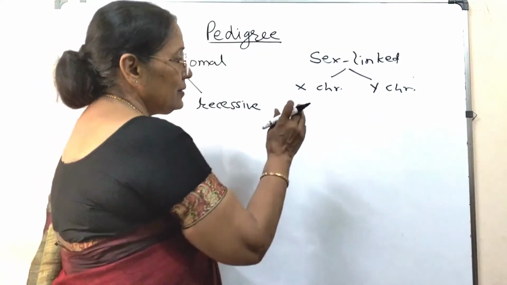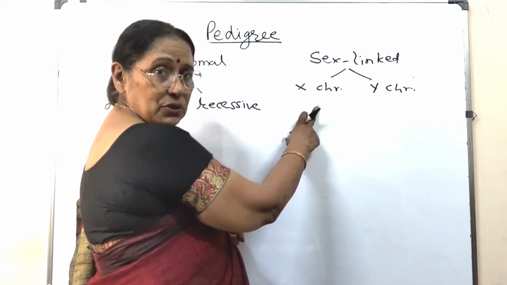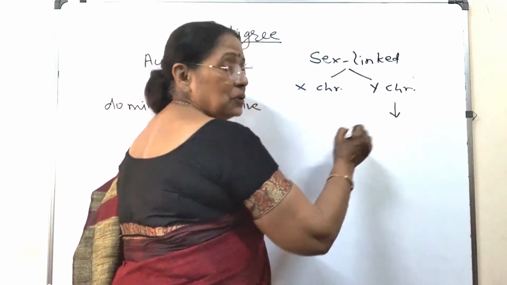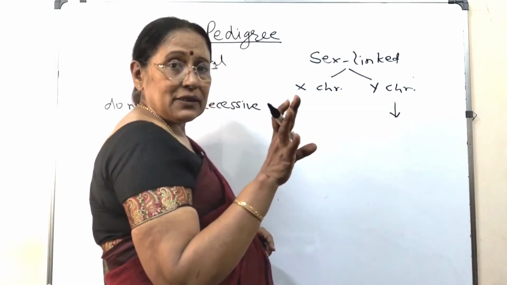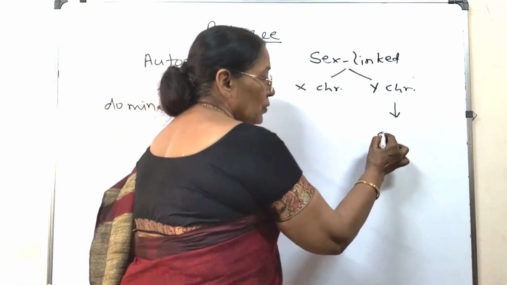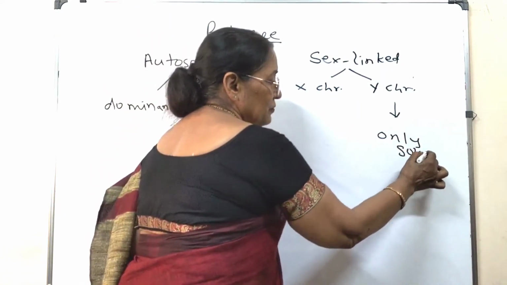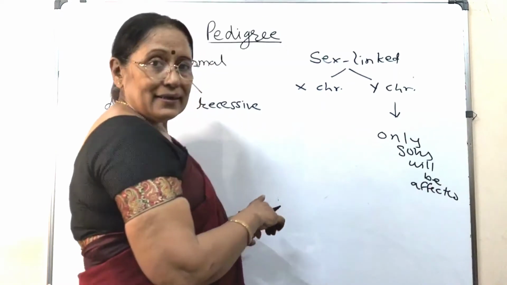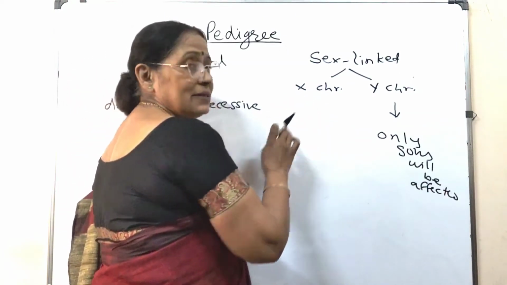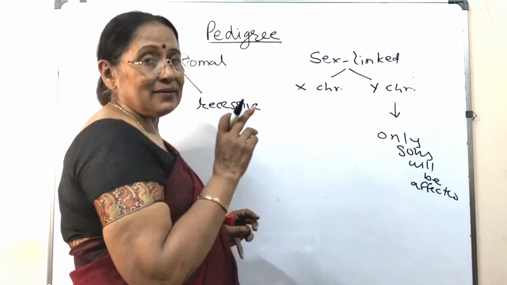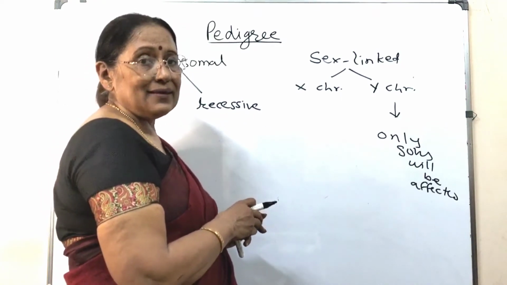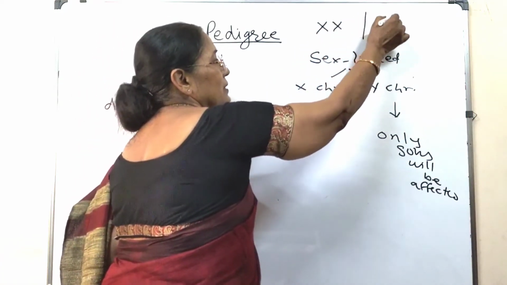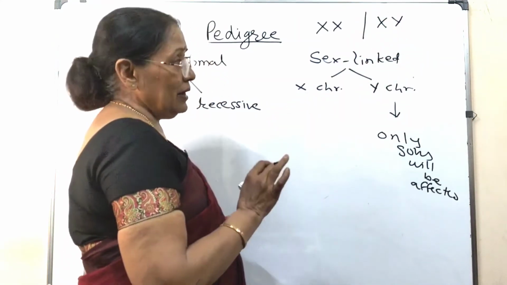In sex-linked inheritance, the gene might be present on the X chromosome or it might be present on the Y chromosome. If it is present on the Y chromosome, it is present only in sons, so only sons will be affected. Let us see what happens when the disease is on the X chromosome and it is recessive also. Normally it is recessive. Then first you draw these structures, XX present in female and XY present in male.